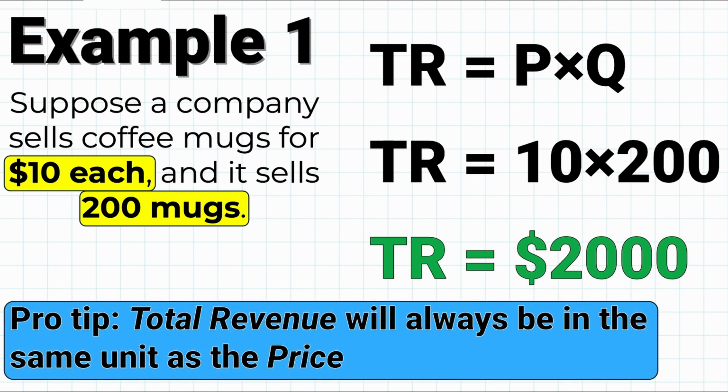Now here's a little pro tip when it comes to remembering the units. The total revenue will always be in the same unit as price. So if price is in pounds, then total revenue is in pounds. If price is in dollars, then it's in dollars, and so on and so forth.